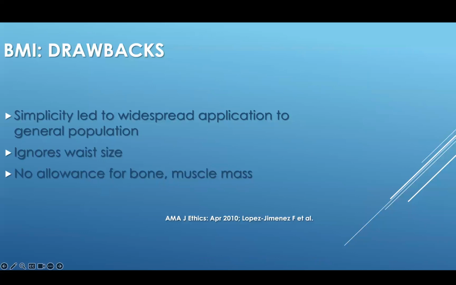So the drawbacks, and AMA has really published a lot recently on this, but from as early as 2010, the AMA Journal of Ethics, they had a publication that really talked about the inappropriateness of use of BMI in medical management. The simplicity has led to widespread application to general populations without much study being used. It really does ignore waist size and central obesity. And the problem with it, it does not allow for bone mass and muscle mass to be incorporated in that.